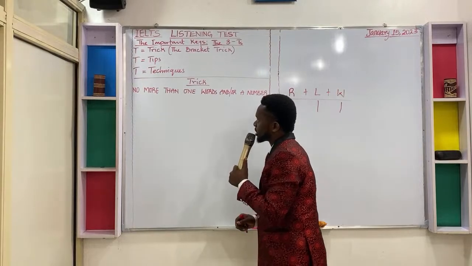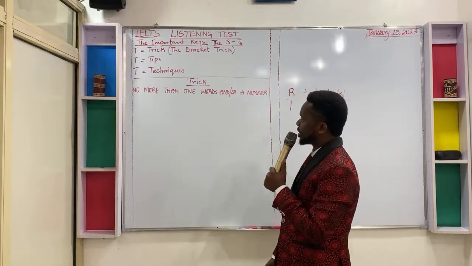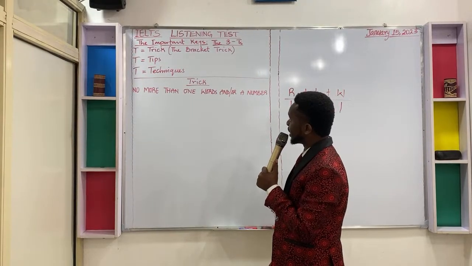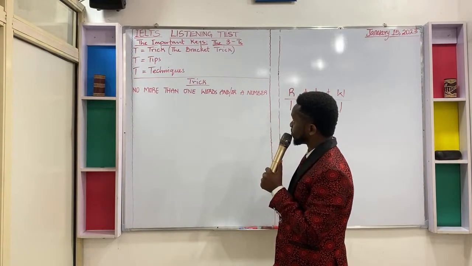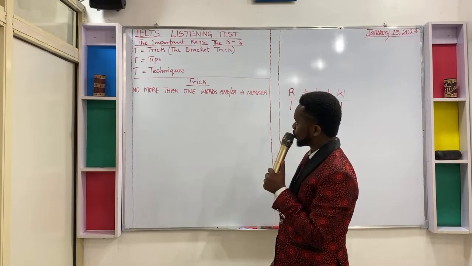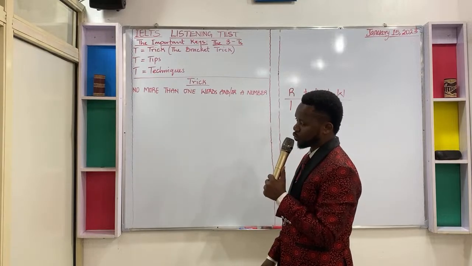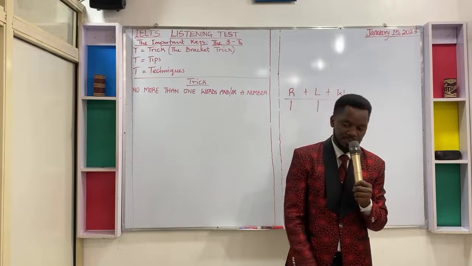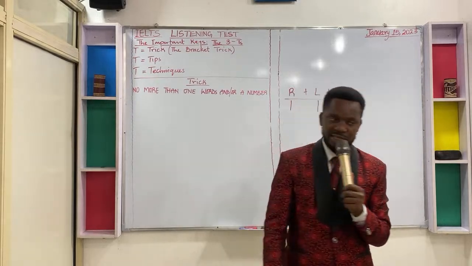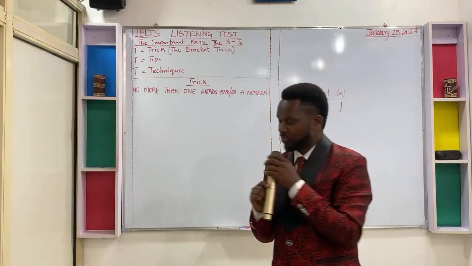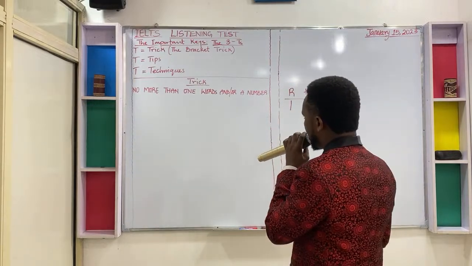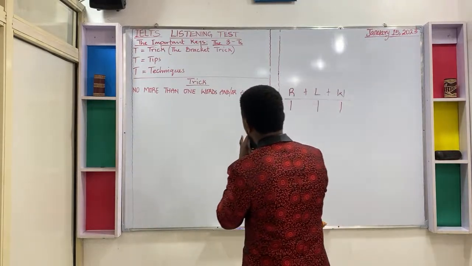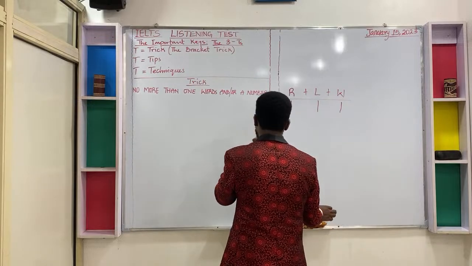In the listening test, we have these important keys, which we call the 3 T's. These 3 T's would be trick, which is also known as the bracket trick. Then we have tips, and then lastly we have techniques. Now we shall begin with tricks, or trick rather.